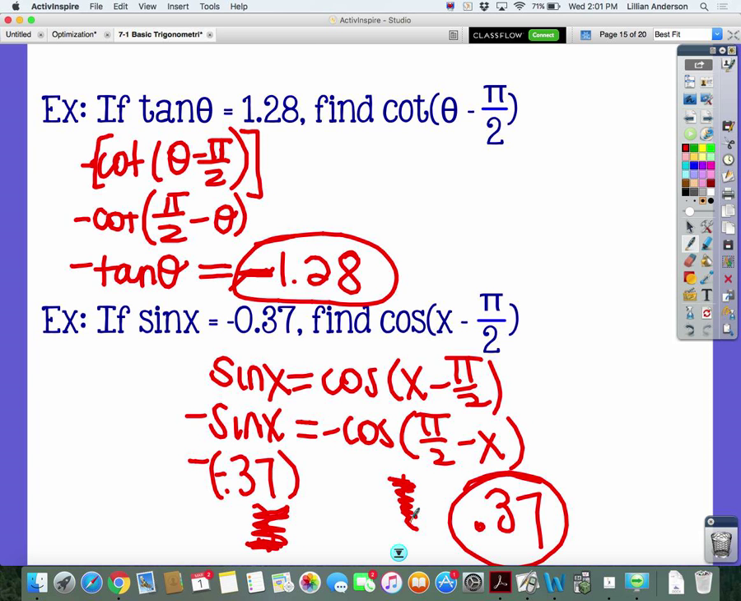Questions? It's a positive because it was already originally a negative, and it was already a negative on that side, so it turns into a positive. This whole part can be replaced with a sine because that's the identity. So instead of writing this whole thing out, we could just replace it with a sine, which makes it a lot simpler.